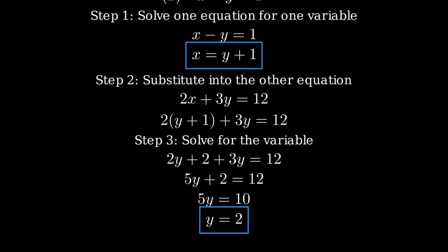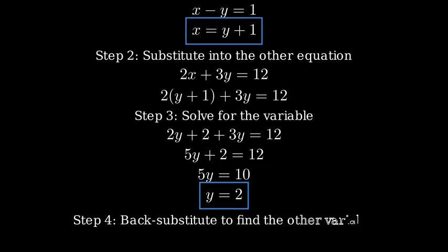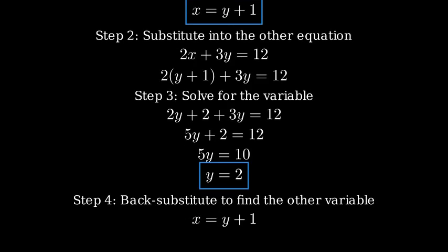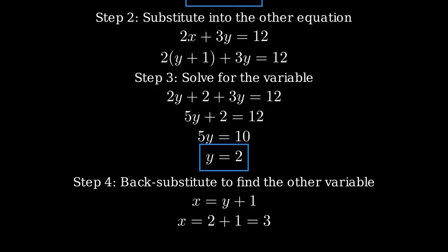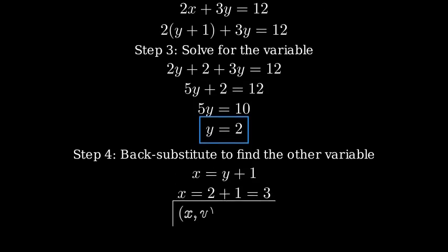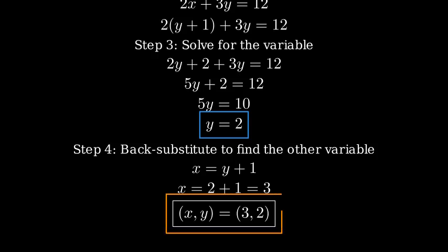For the fourth and final step, we back substitute y equals 2 into our expression for x, which was x equals y plus 1. This gives us x equals 2 plus 1, or x equals 3. So our solution is the ordered pair (3, 2).